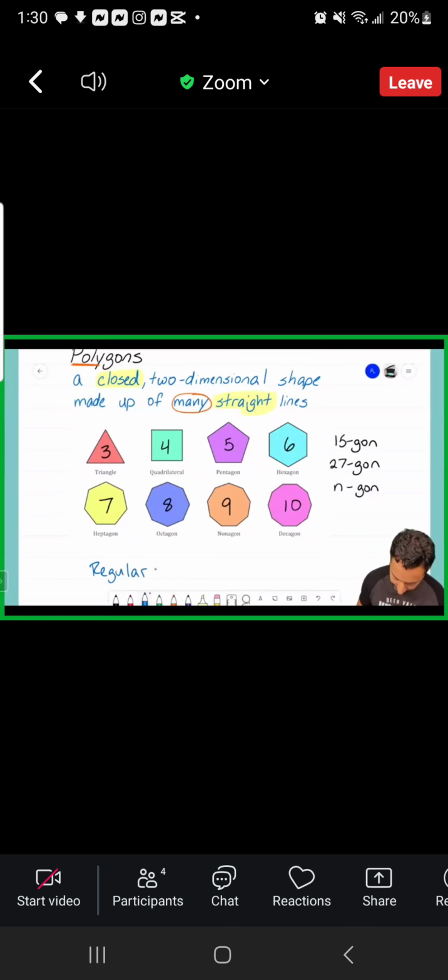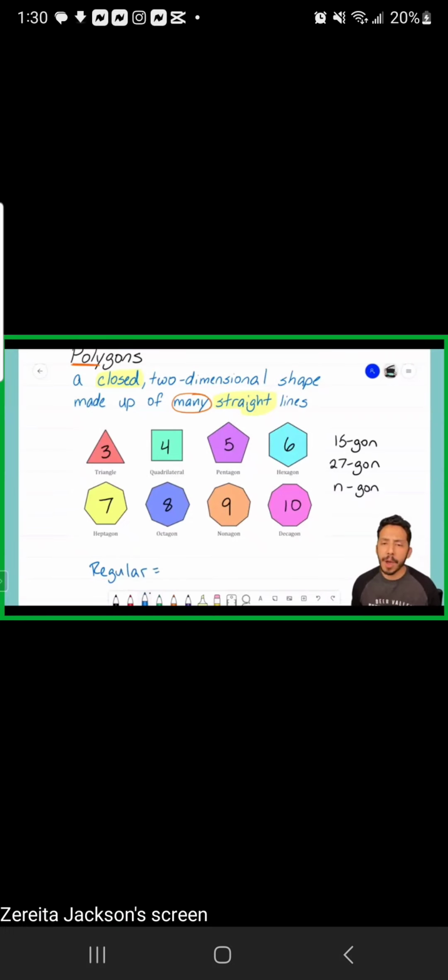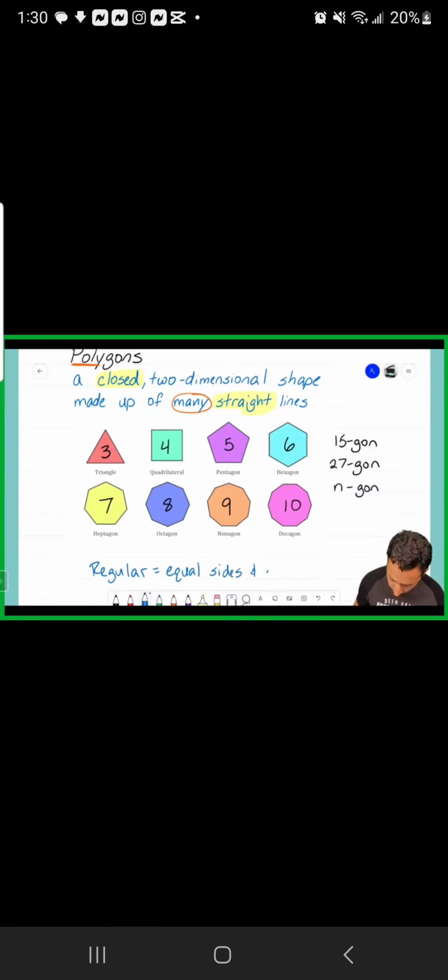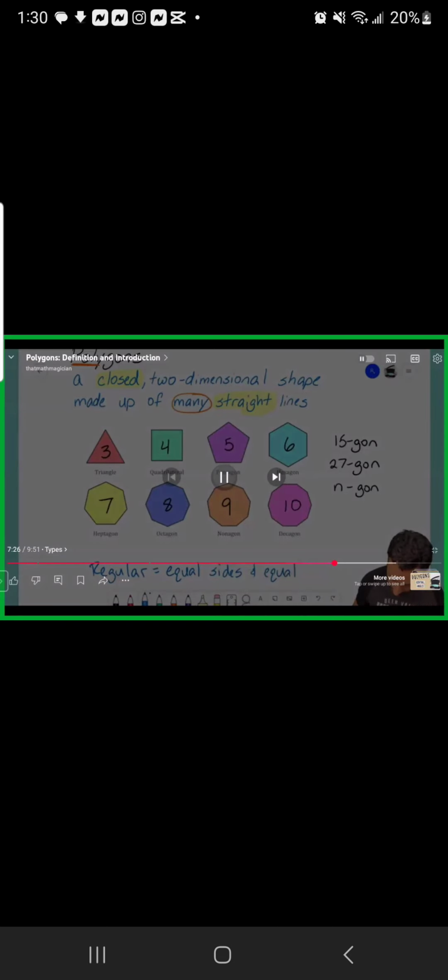And what regular means is that all of these polygons that are shown have equal sides and they have equal angles. All right, so make a note of this for me now.